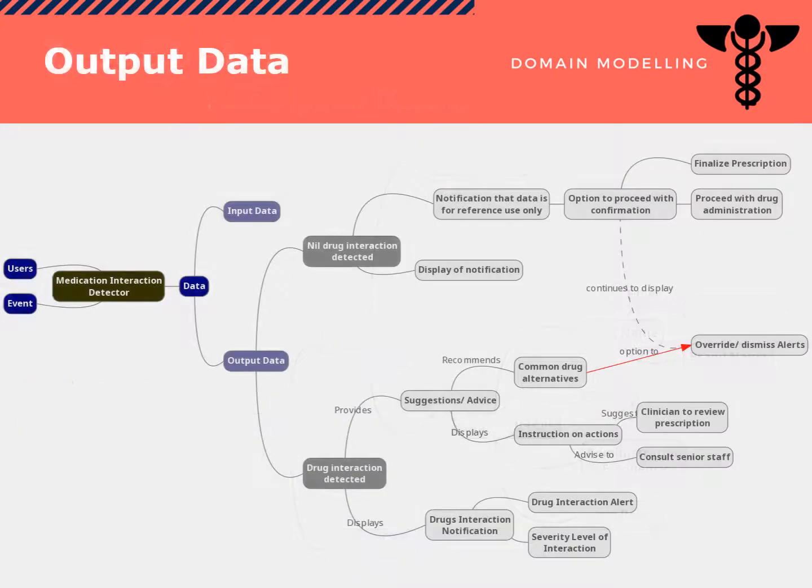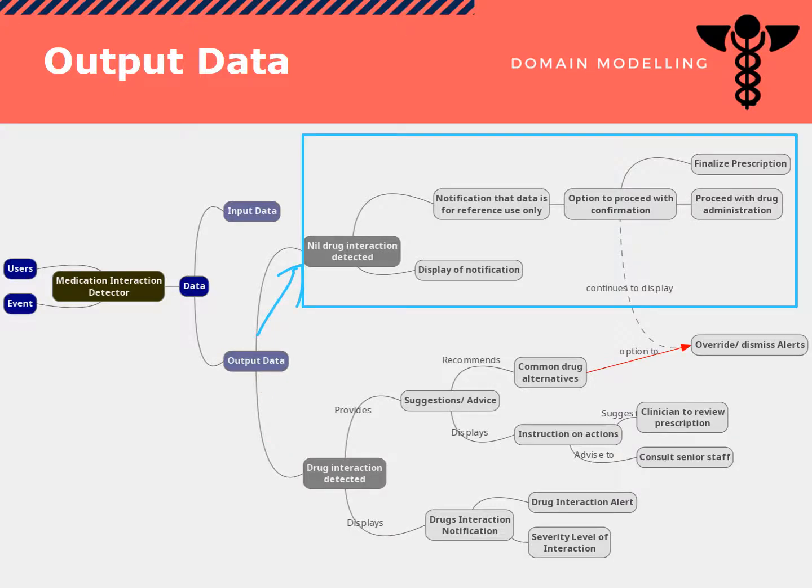Upon processing input data, the DSS will have mainly two outcomes: drug interactions detected or no drug interactions detected. With no drug interaction detected, the DSS will remind users that results are for reference use only and may not be 100% accurate, and only detect drug-to-drug interactions, and that health professionals should not solely rely on the DSS results as final clinical judgment.